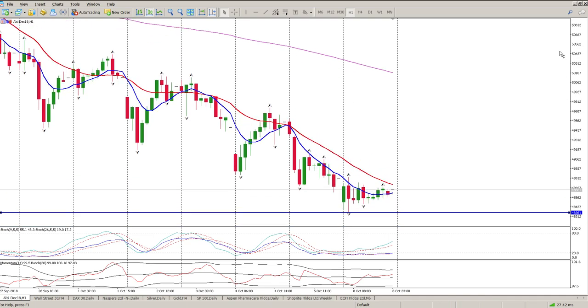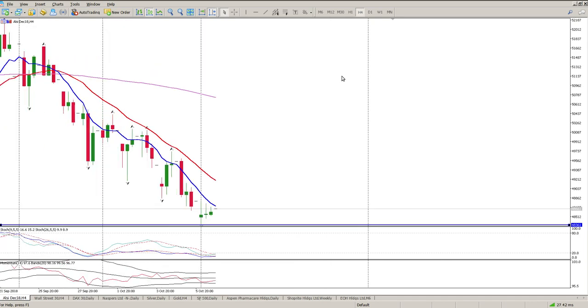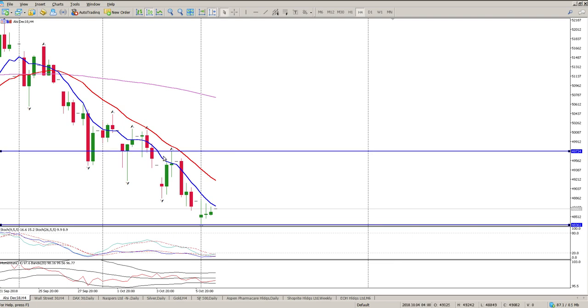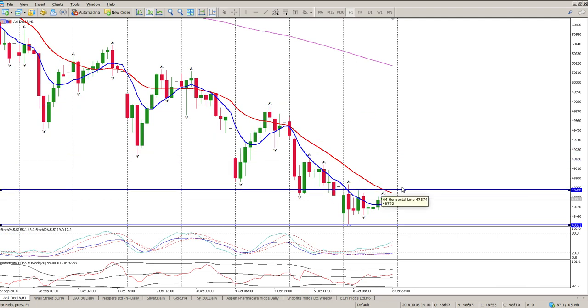I think in an ideal world, what we're looking for is a break of a 4 hour fractal, and the first 4 hour fractal is pretty far away, up here. So that would validate a change in this trend. It would be a break above 49,735. Okay, so if we just look here and we try and keep this on the hour.